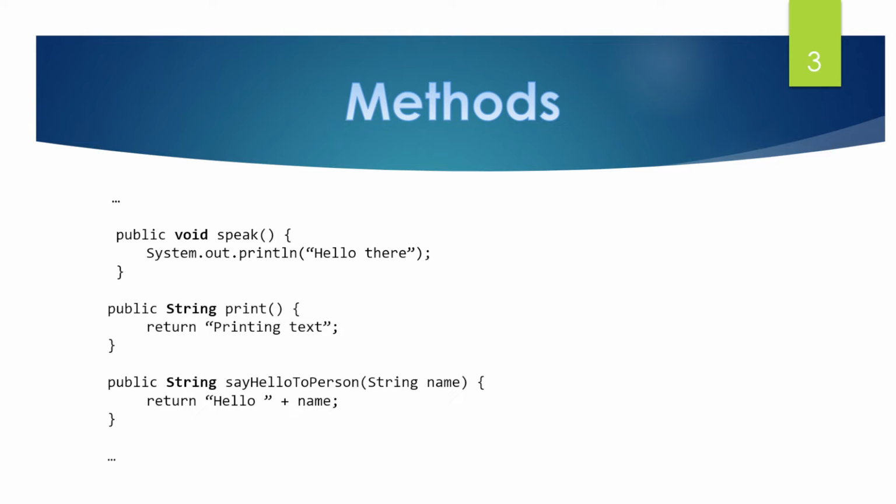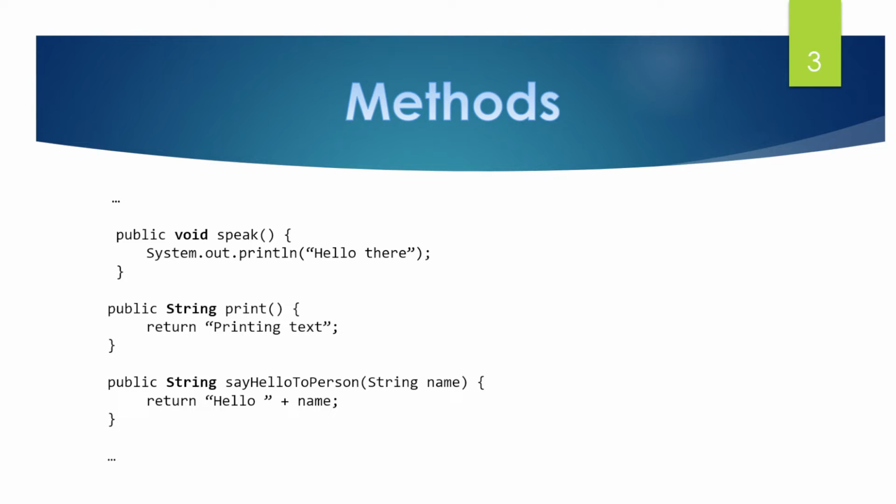In the next method, in the next example, we see public string print. In this case, the string gets returned as a result when calling this method, and it will return the string printing text. In the next example, we see that still return type is a string. Then we have this method name, and also inside the parentheses we have the argument. The argument name is name, so we are passing the parameter to this method and it gets inserted in place of name and it will print hello plus whatever the name we are passing as a parameter.